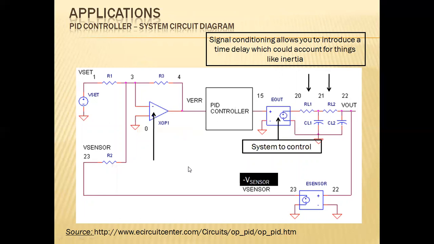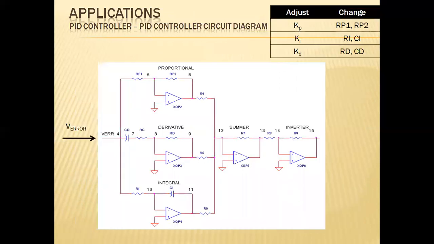application point of view is signal conditioning, which allows you to introduce a time delay, which could account for things like inertia. So these are some of the applications where these amplifiers are utilized to balance, increase, or decrease the voltage.